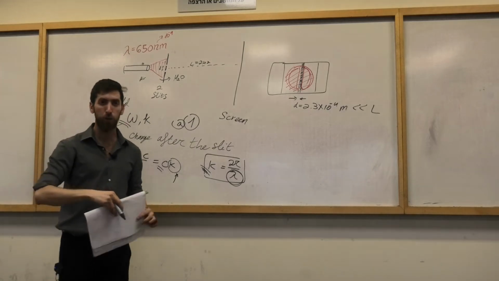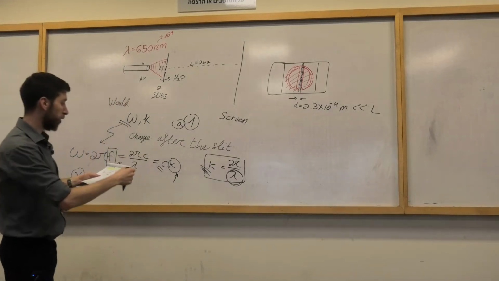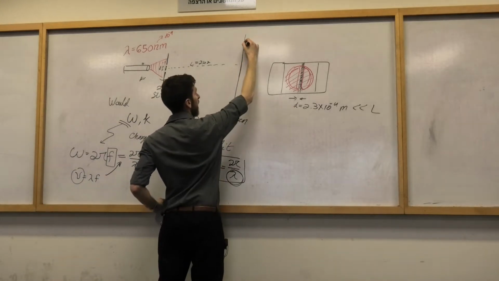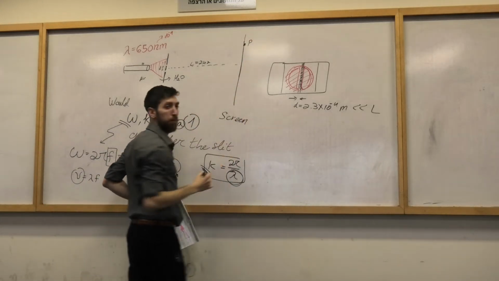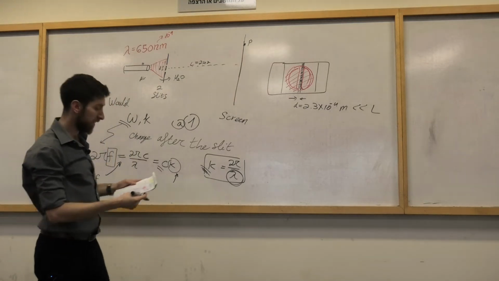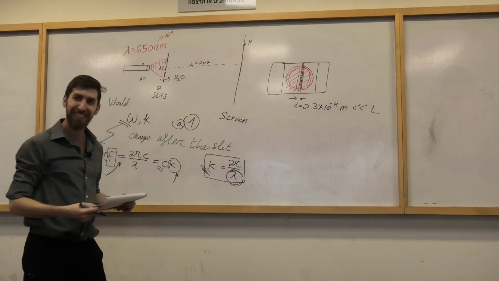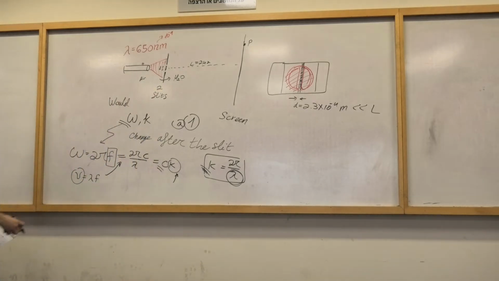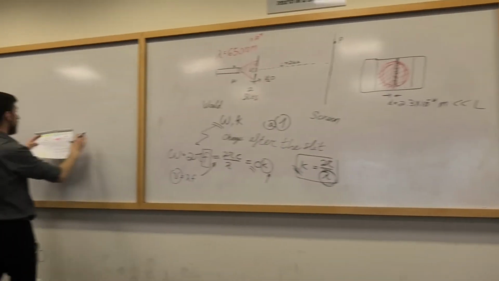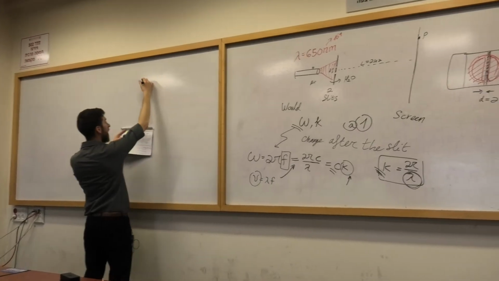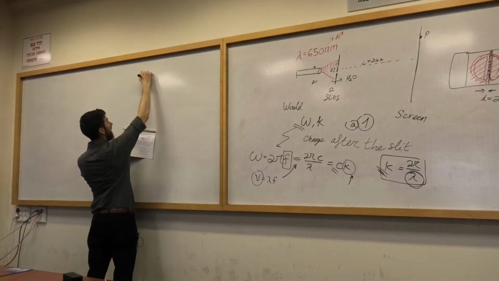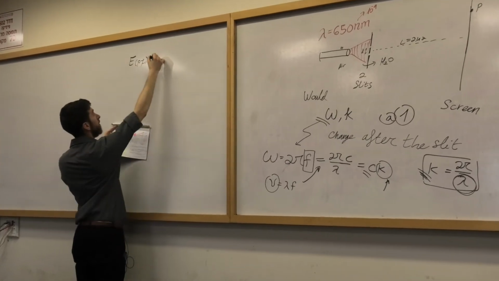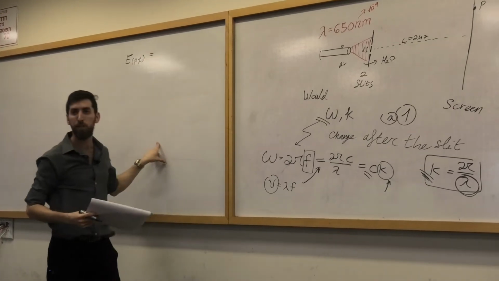Now let's do the real experiment, okay? So I want to ask you, at some position here, some general position, let's call it point P, I want to know what is the electric field. Okay, so I'm going here, camera. So I want to know, what is E at the location P versus time? So what would this be equal to?